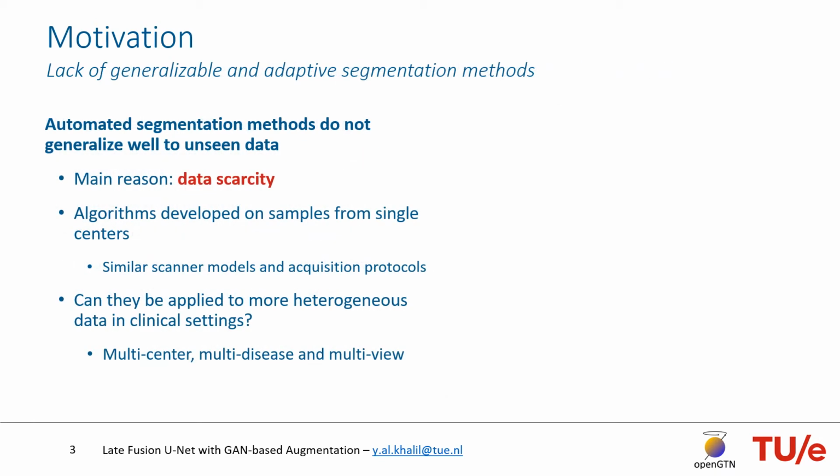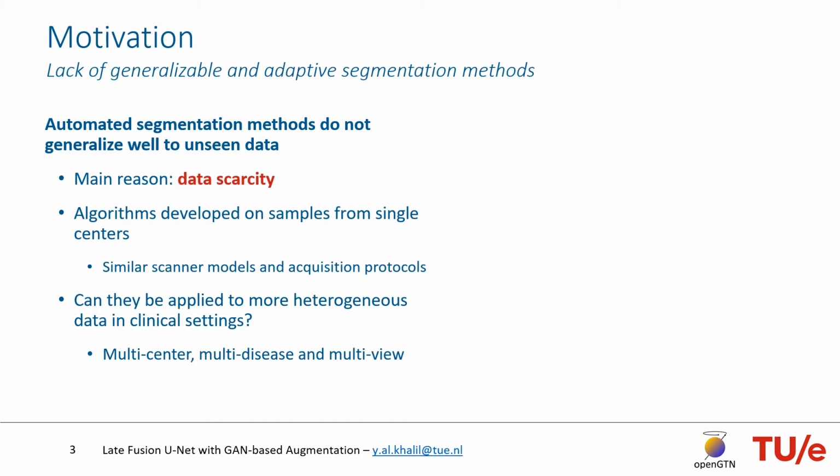In addition, research has shown that automated segmentation methods do not generalize well to unseen data. Since data in medical imaging is scarce, algorithms are trained and evaluated only using samples from single centers, similar scanner models, and imaging protocols. This impacts their usability in clinical settings where the adaptation requirements are vital.